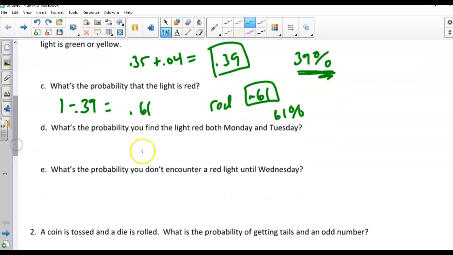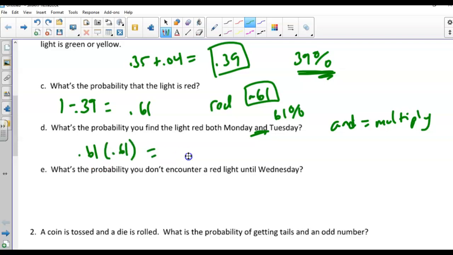Now D, it says, what's the probability you find that the light is red both Monday and Tuesday? So "and" means multiply. Monday would be 0.61, and then Tuesday would be 0.61, and "and" tells me to multiply, so if I multiply those, that gives me 0.3721.